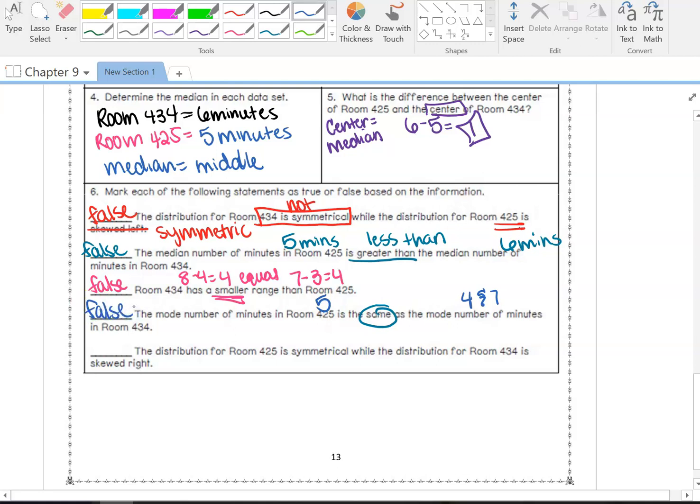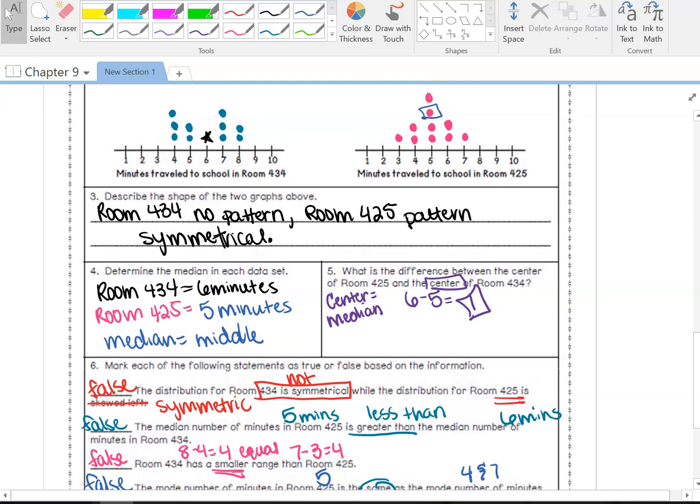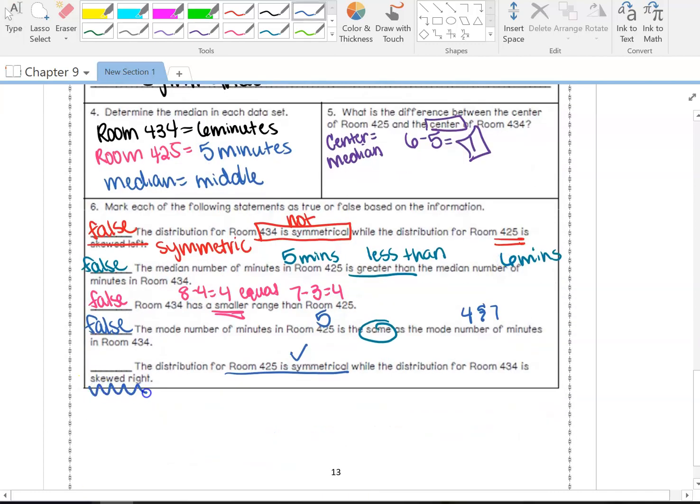And then the distribution of room 425 is symmetrical, so yes, I do agree. While the distribution for room 434 is skewed right. So that means most of the data is going to be on the left side. And really, remember, there's no pattern. So because this says skewed right, I don't agree with that. So I think that this is false as well, because there's no pattern on that one.